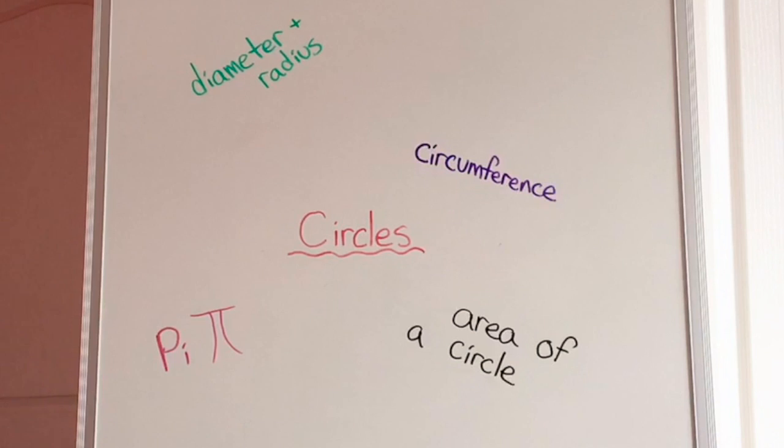In this lesson we have four main vocabulary words. The first ones will be diameter and radius, the second one will be circumference, the third one will be pi, and the fourth one will be area of a circle.